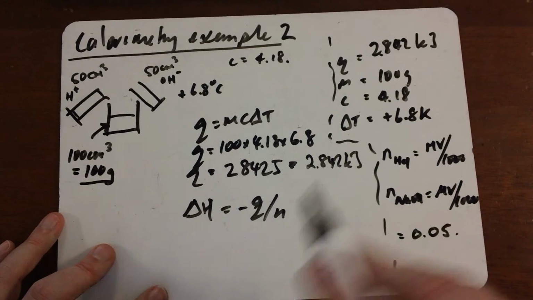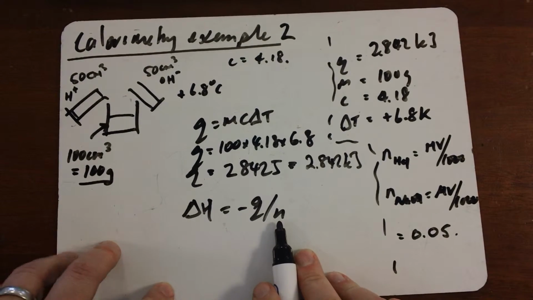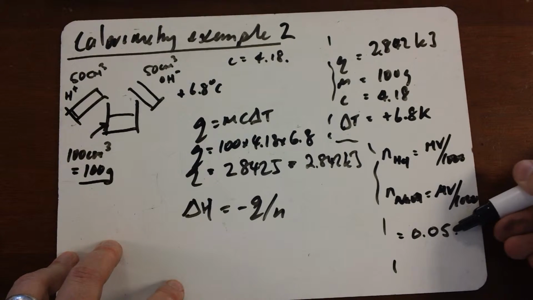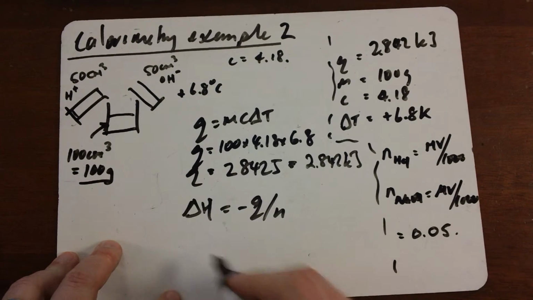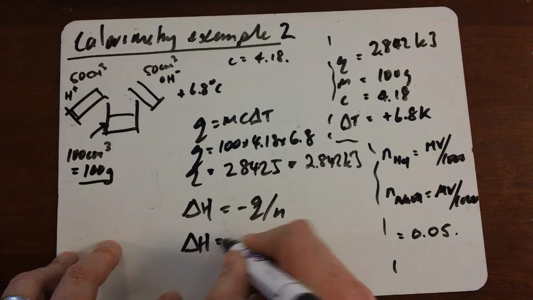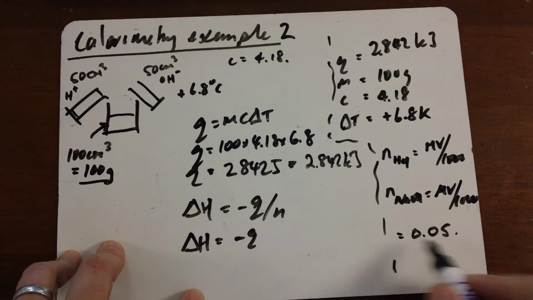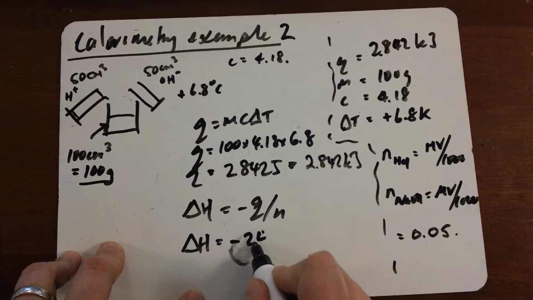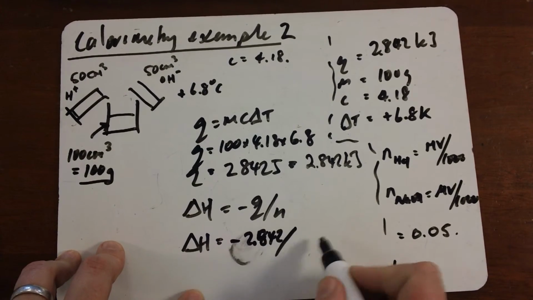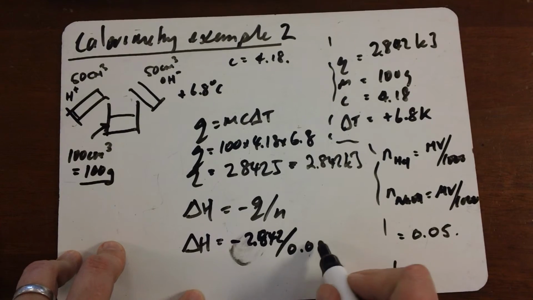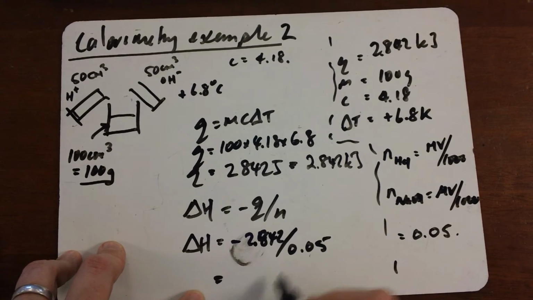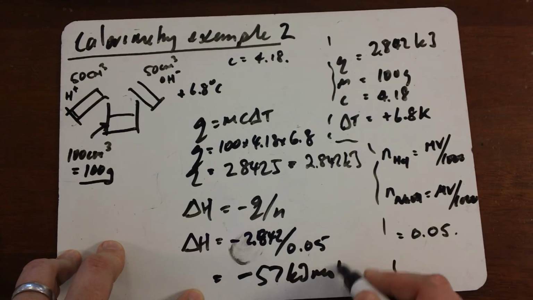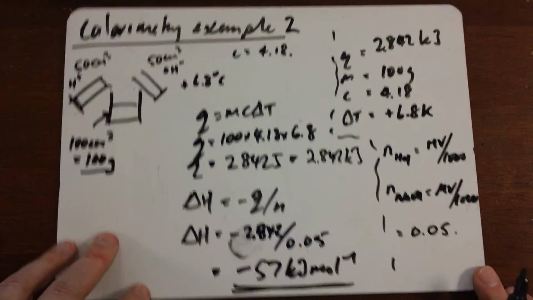So by definition we always use the limiting reagent. It's a one-to-one reaction, so these are the same values, so we can use just one of these. So delta H is equal to the minus Q of the limiting reagent. So minus 2.842 divided by 0.05 is equal to minus 57 kilojoules per mole.